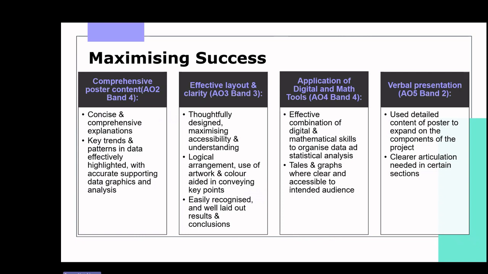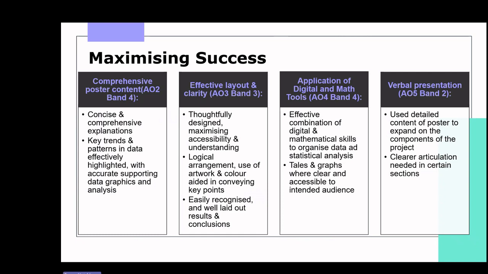So now we're going to use the Chief Examiner's commentary on the grade A student's work, and we're going to cross-reference that with the grading bands and indicate some key developmental areas. In regards to a comprehensive poster, we have clear evidence of AO2 band 4. The poster featured a concise and comprehensive explanation of the investigation aims, plans, results, analysis and conclusions. Key trends and patterns in the data were effectively highlighted with accurate tables, charts and graphs that supported the analysis.